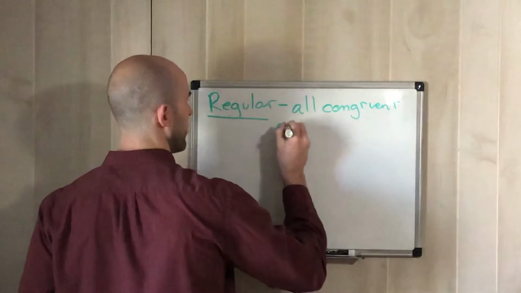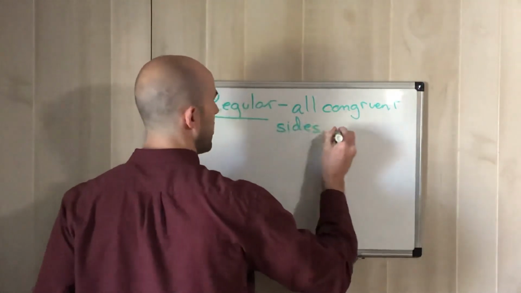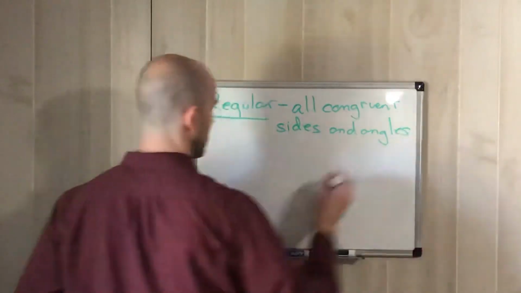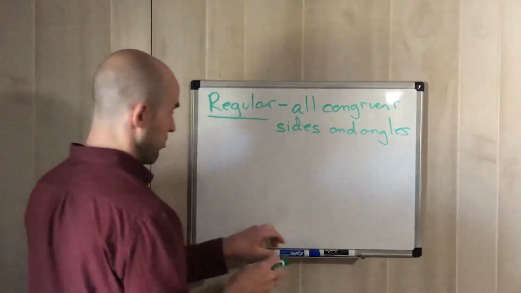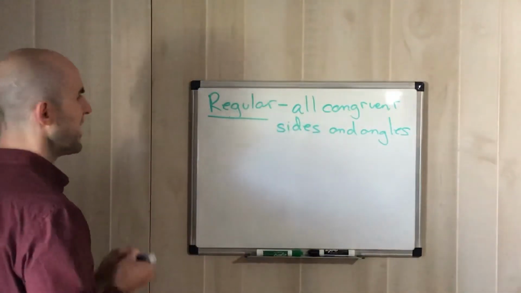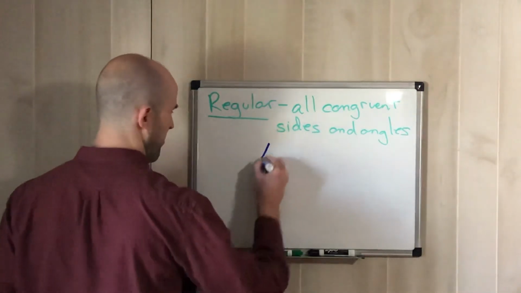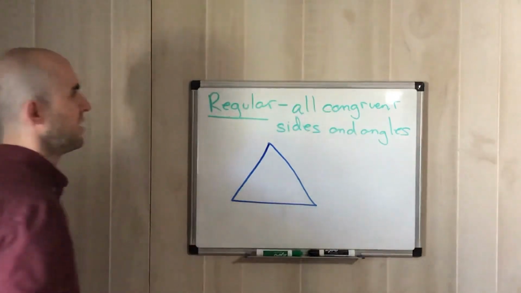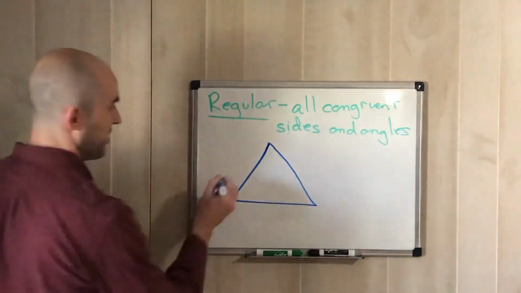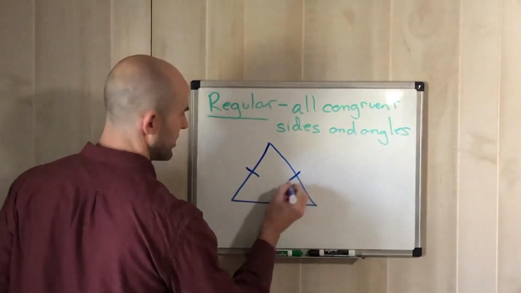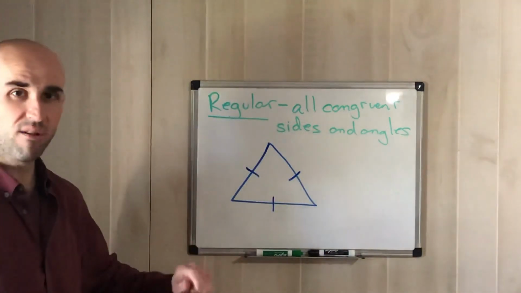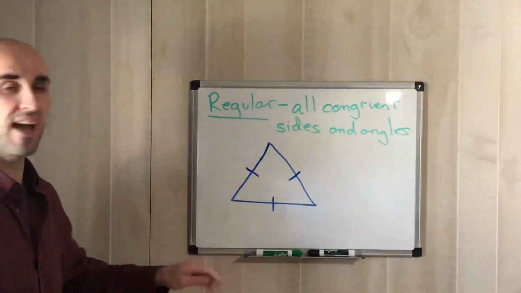Everything about it is congruent, guys. All its sides, all its angles. Everything about it is congruent to each other. And when we're drawing that, I'll draw a triangle just to have the most basic of figures to show you. If we're talking about a triangle, if it's regular, all the sides are going to be congruent. One tick mark, one tick mark, one tick mark. That would be equilateral, because only the sides are the same.